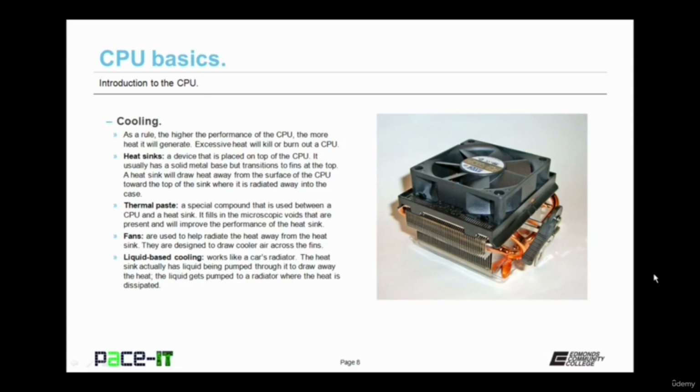To help improve the efficiency of the heatsink, we use thermal paste. It's a special compound that is used between the CPU and the heatsink. It fills in the microscopic voids that are present and will improve the connection between the heatsink and the CPU, thus improving the heatsink's performance. Fans are used to help radiate the heat away from the heatsink. They are designed to draw cooler air across the fins, thus transferring the heat away from it.